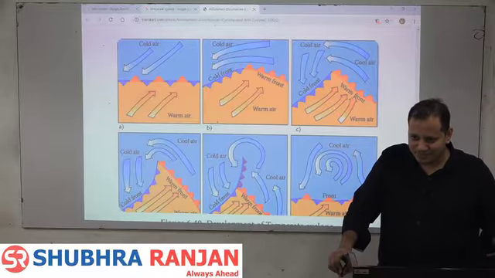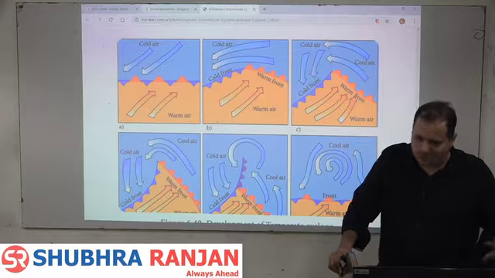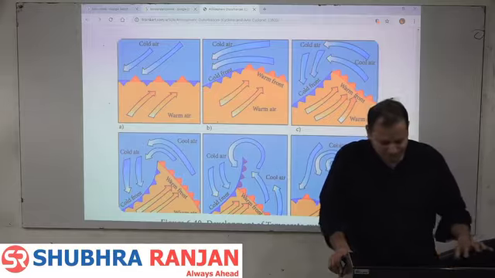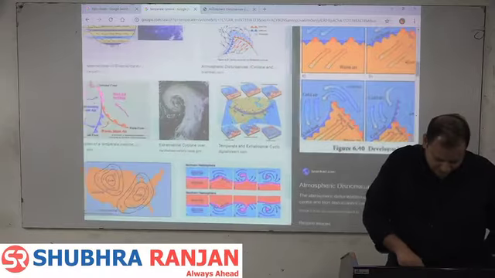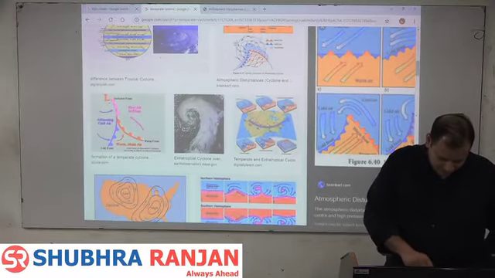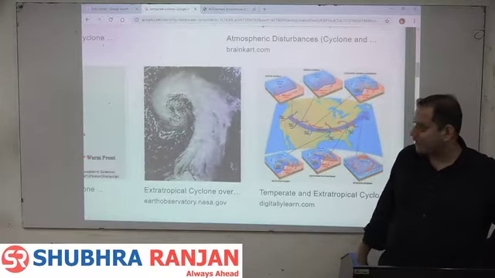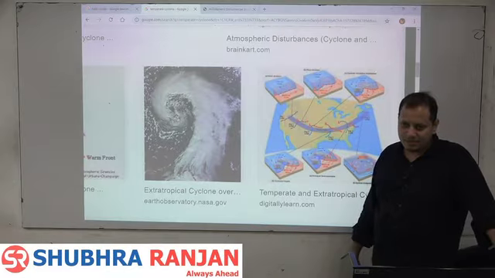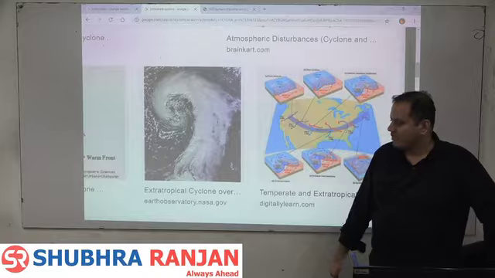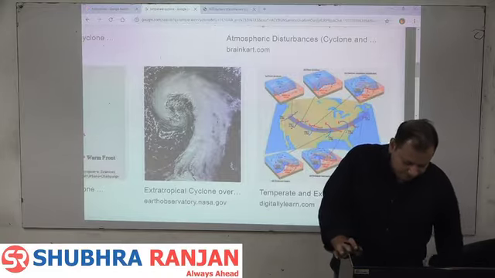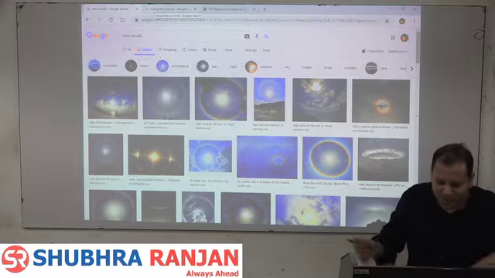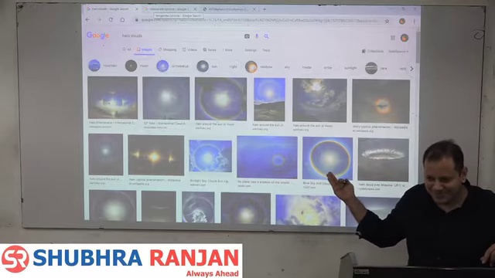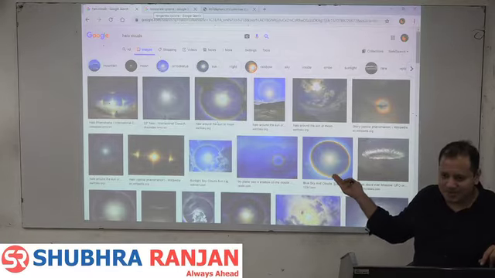Clear? Understood with the temperate cyclones? And tropical cyclone is totally different. This is the satellite image of temperate cyclone. And you were asking about halo, this is halo. Cirrus clouds, cirrostratus clouds.